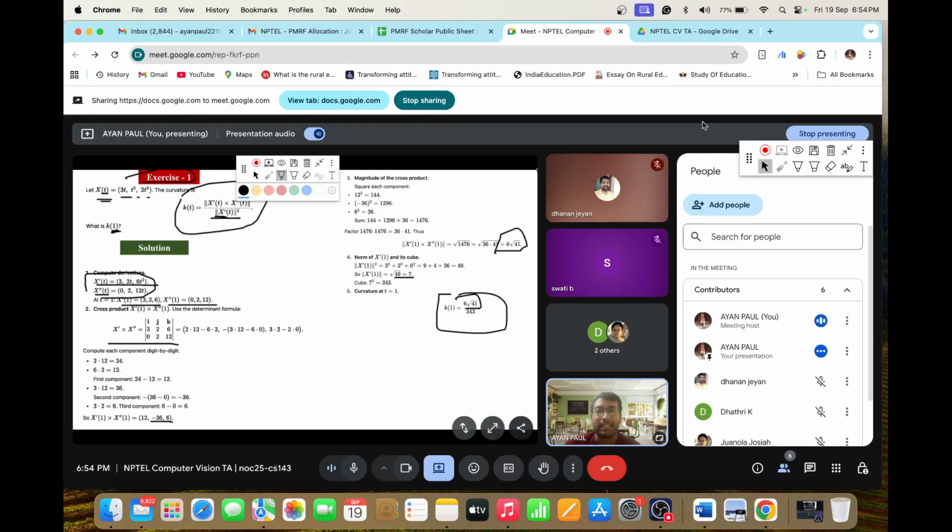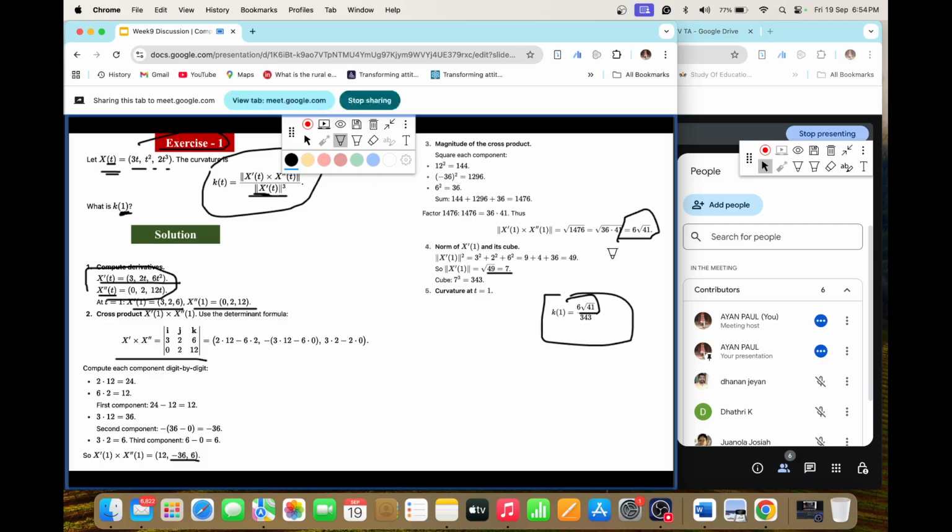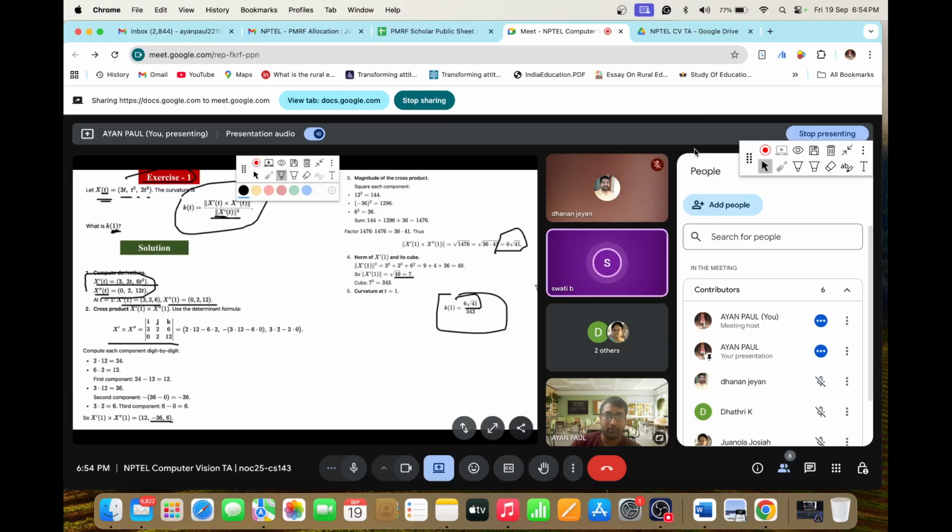So is this thing clear, how we calculated it? Yes, this is related to 3D surface, right? Yeah, 3D surface or 3D parametric curve, you can say.